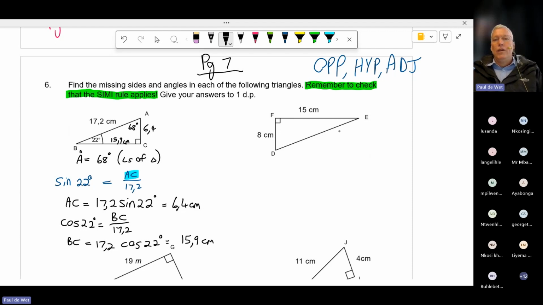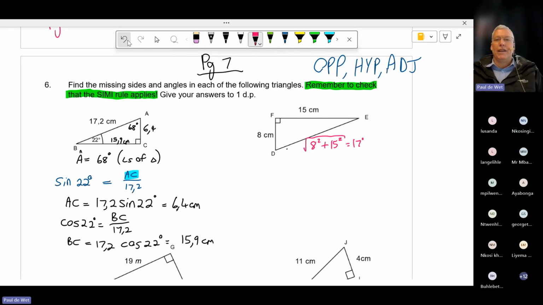Who can tell me what I could do straight away, with no trigonometry, to find this length over here? I could use the theorem of Pythagoras. I could square 8, I could square 15, add them together and square root. And I'm going to tell you that you get 17.